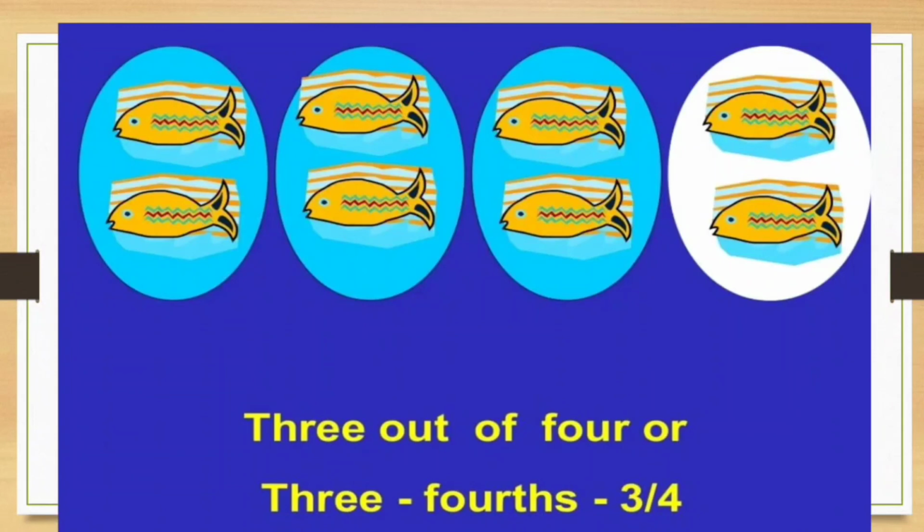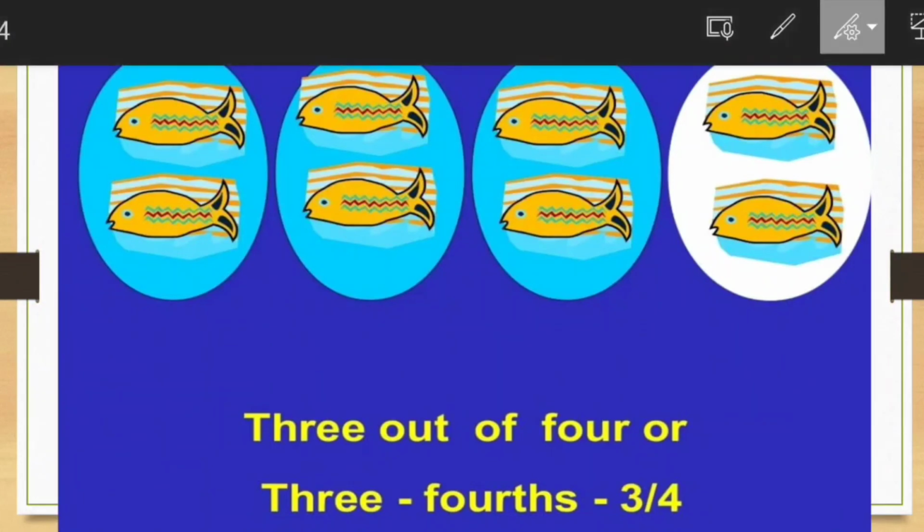One more example. Can you see in an oval shape two fishes are there? Yes. And we can see there are total 4 oval shapes. So it means in the denominator what will come? Yes, it will be 4. But we can see that 3 oval shapes are colored with sky blue color. Yes. So we will write here in the numerator 3. So here the fraction will become 3 out of 4, or we can say it as 3/4, and this will be written as 3 upon 4.